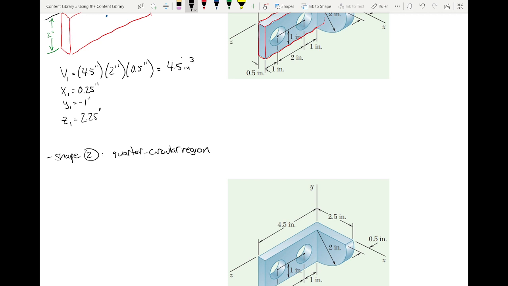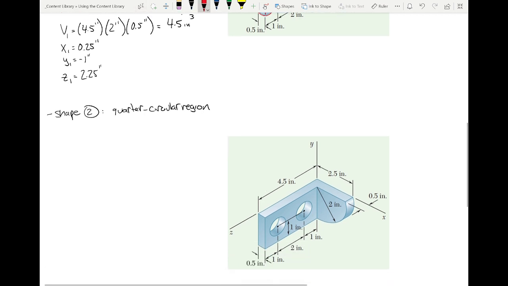For this quarter circular region, what I'm focusing on, let's pay attention, is that what we can't do is overlap the rectangular prism. The prism was this entire chunk. The quarter circular region is just this. That's the region that we're looking at, that part right there.